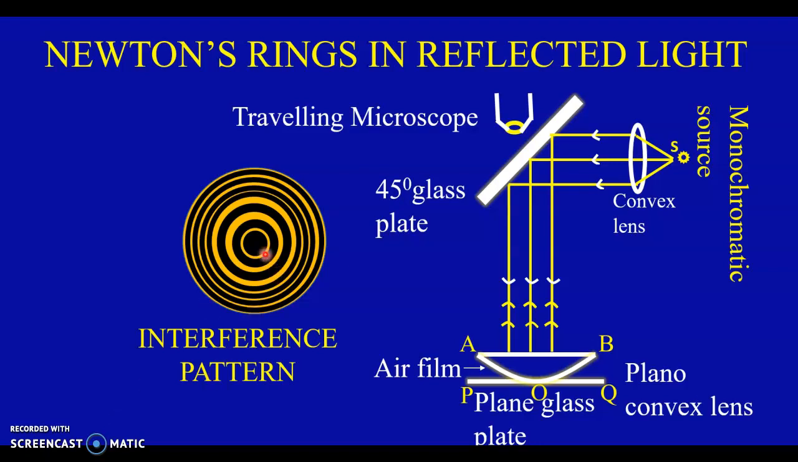One more thing you can see here is that the fringe width near the center is more. That means the spacing between the fringes is more, but as we move outwards, the spacing decreases. We can calculate this mathematically also. As we move outwards, the fringe width decreases and the rings come closer. Near the center, rings are far apart, but as we move outwards, they get closer.